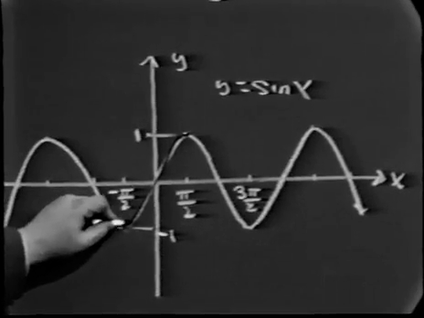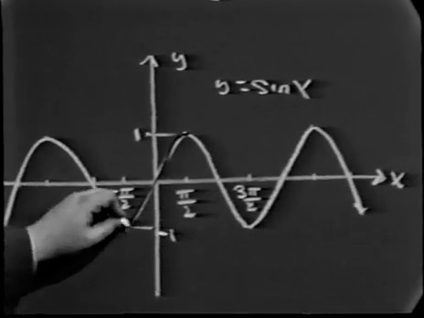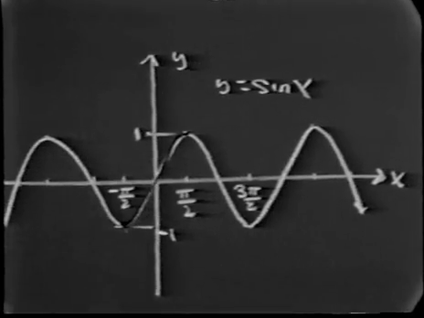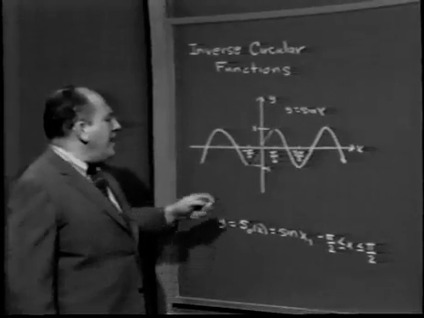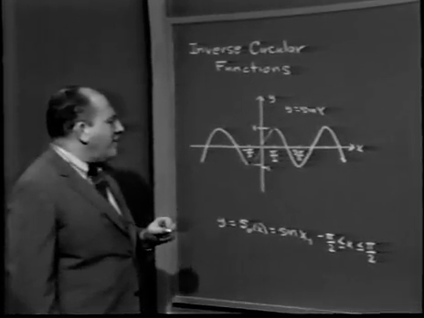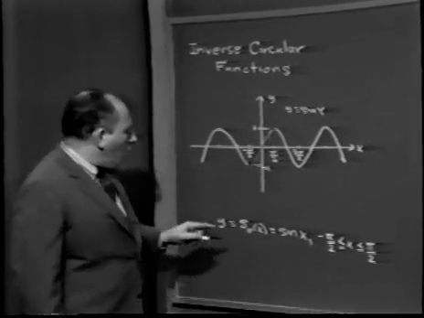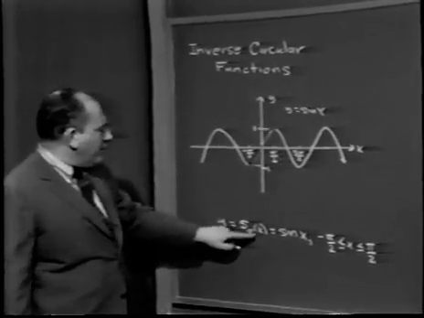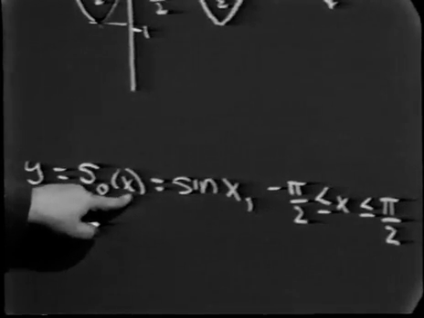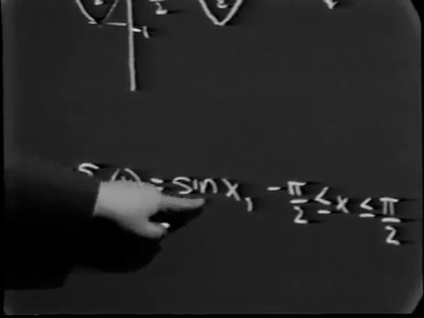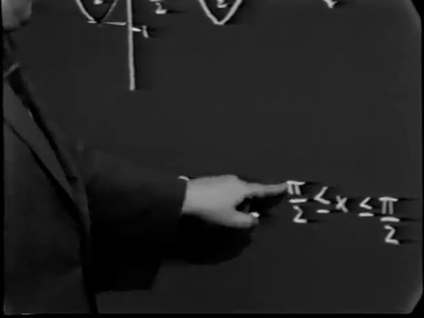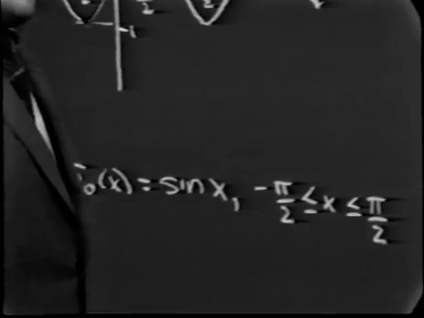In other words, every value of the sine is taken on once and only once on the interval from -π/2 to π/2. So if I disregarded everything but this part of the curve, and how could I do that? What shall I name this function? Well, why not invent a new name. Let me call this curve s sub 0 of x, where s sub 0 of x is defined to be sine x, provided that x is in the closed interval from -π/2 to π/2.